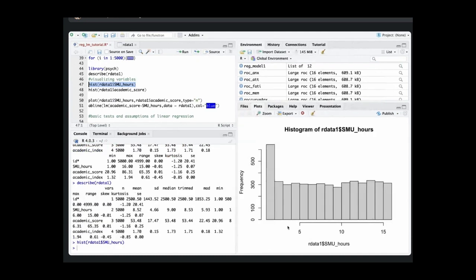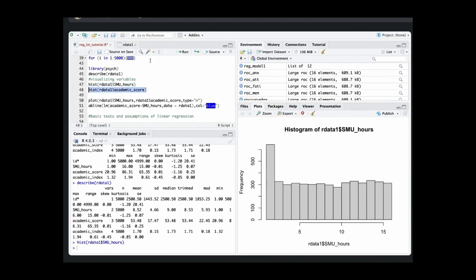Yeah, as you can see, this is a distribution. Most of the participants in my study have their social media usage hours between 0 to 5, right? As you can see, there is a peak at the very beginning, and a lot of them have it quite constant between 10 to 15 hours, and then 5 to 10 hours, right?